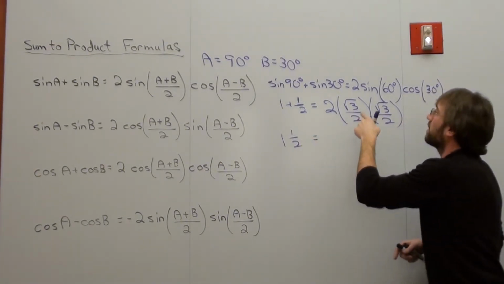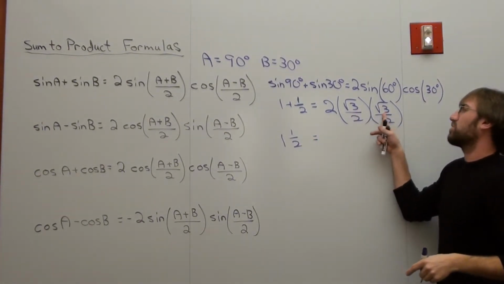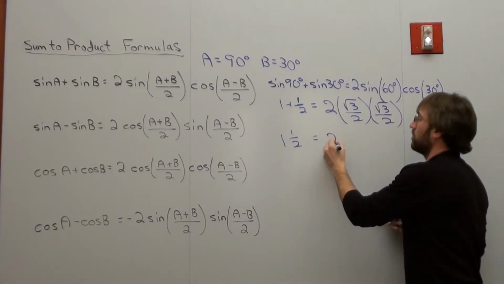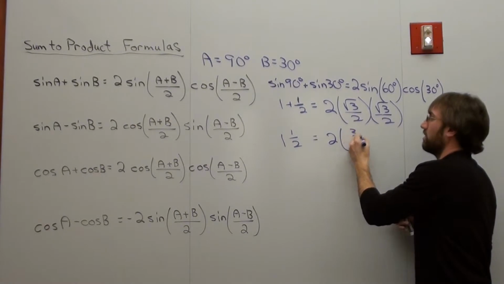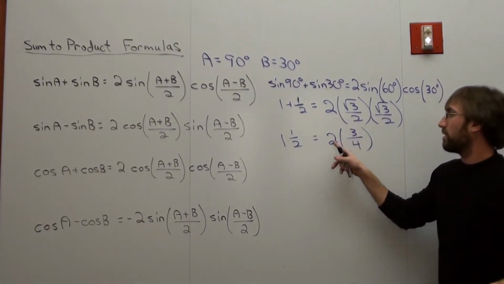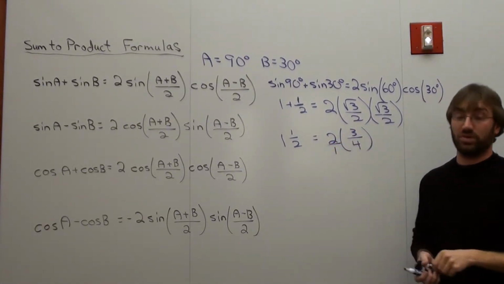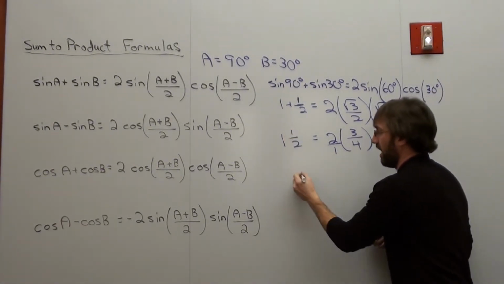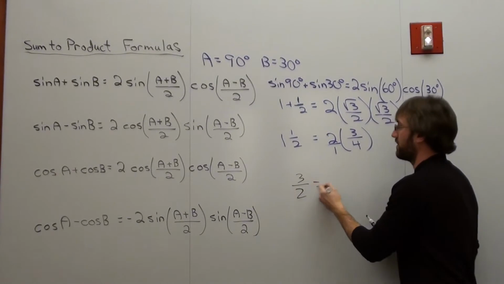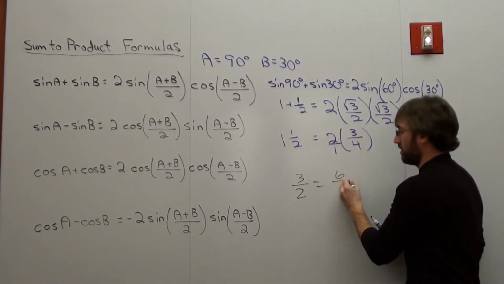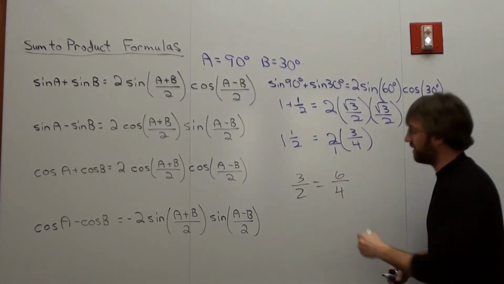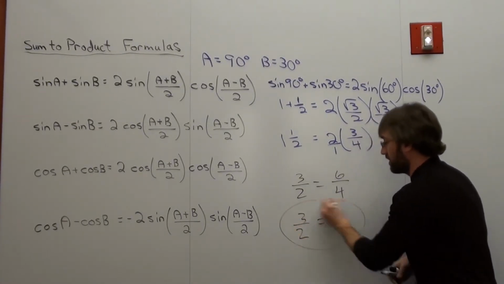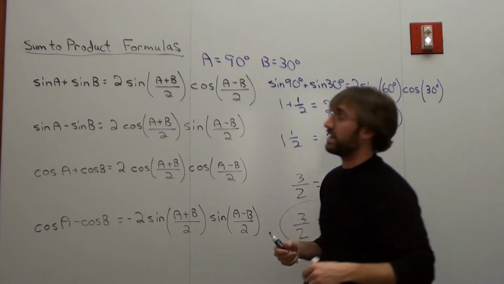Let's start here. Square root 3 times square root 3 is 3. 2 times 2 is 4. So this is 2 over 1 times 3 over 4. Let me change this up. I'm going to rewrite 1.5 as 3 halves. This is 6 over 4, and 6 over 4 does reduce to 3 halves. So that actually works.